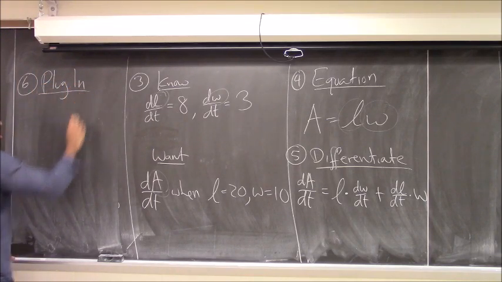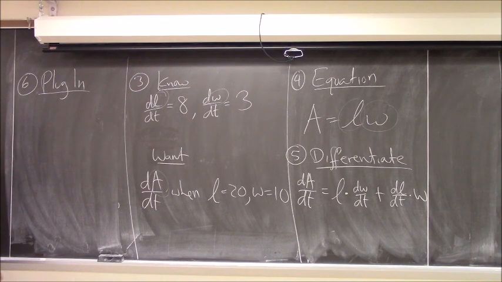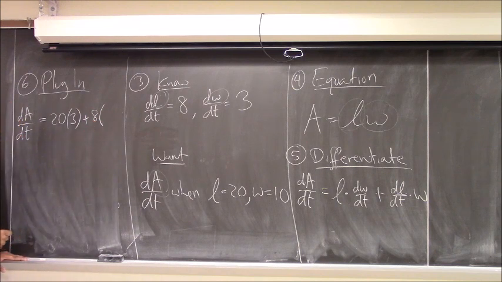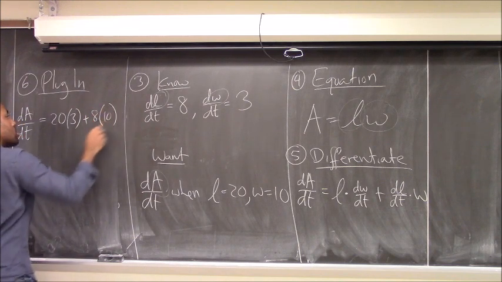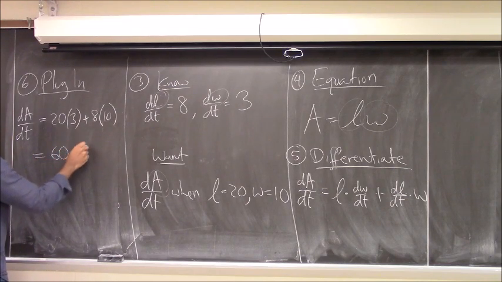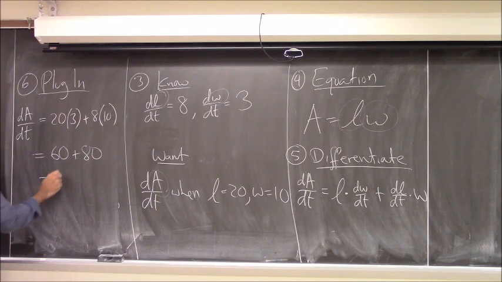Step 6 is basically to plug in. So dA/dt, I don't know that. That's in fact what I want to find, so let's leave that here. L is 20, dw/dt is 3, plus dl/dt, 8, times W, which is 10. So that's 60 plus 80, which is 140.